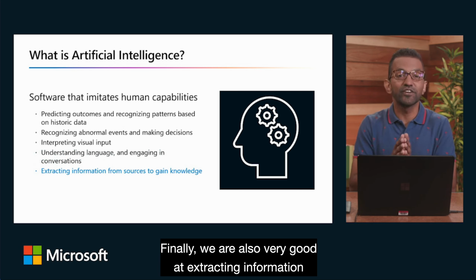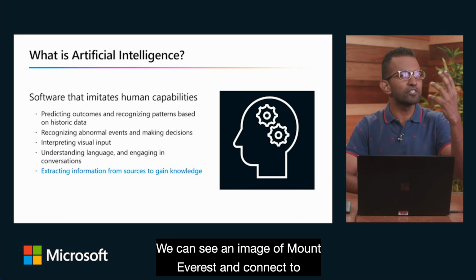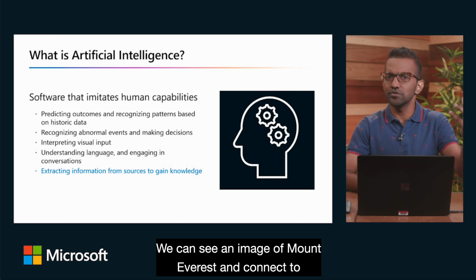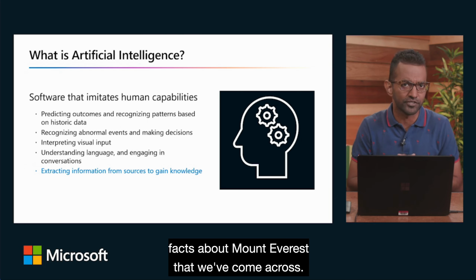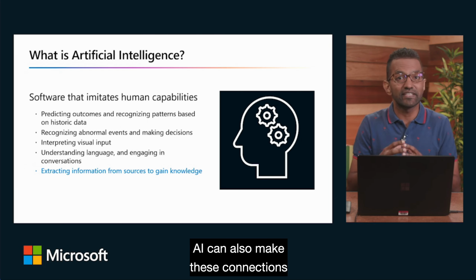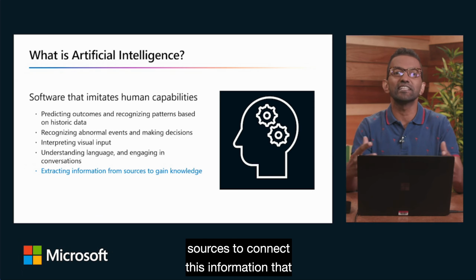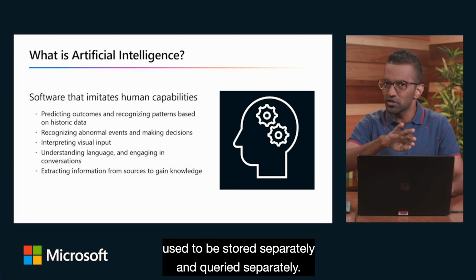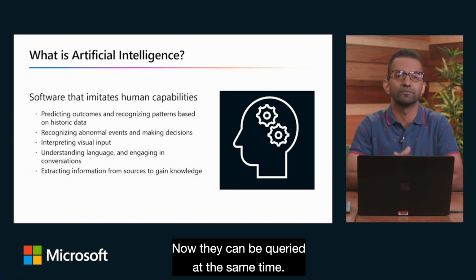Finally, we are also very good at extracting information from multiple sources to extend our knowledge. We can see an image of Mount Everest and connect it to documentaries or movies or facts about Mount Everest that we've come across. AI can also make these connections across multiple databases and sources to connect this information that used to be stored separately and queried separately. Now they can be queried at the same time.